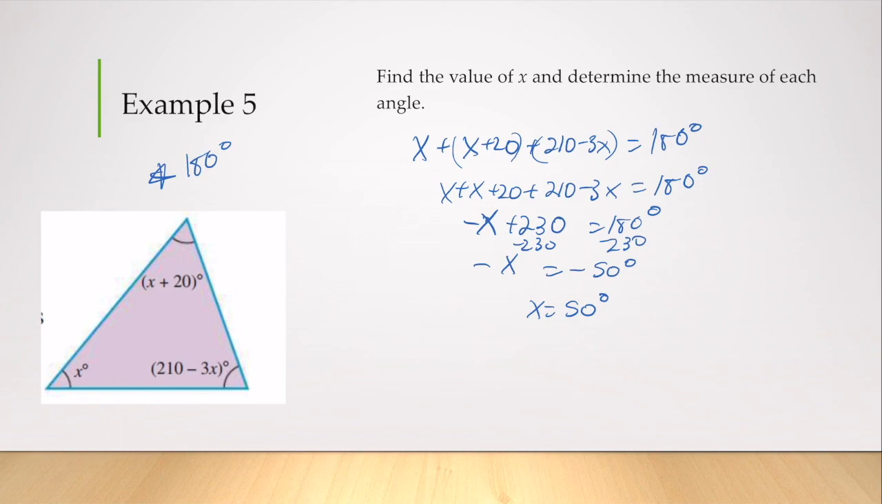So this angle is 50, this angle is 50 plus 20, which is 70. This angle is 210 minus 3 times 50, which is 210 minus 150, which is 60 degrees. So those are the three angles of our triangle.